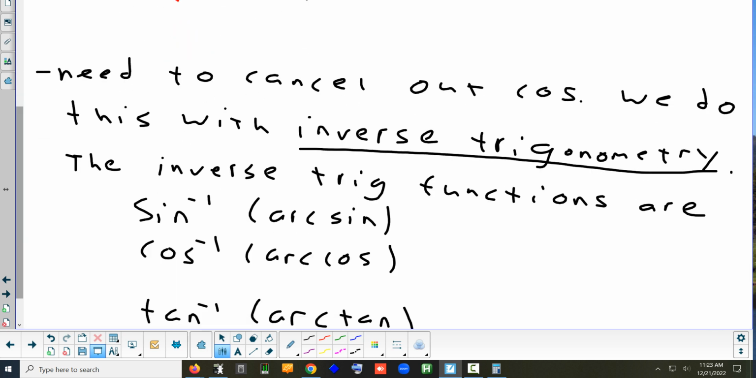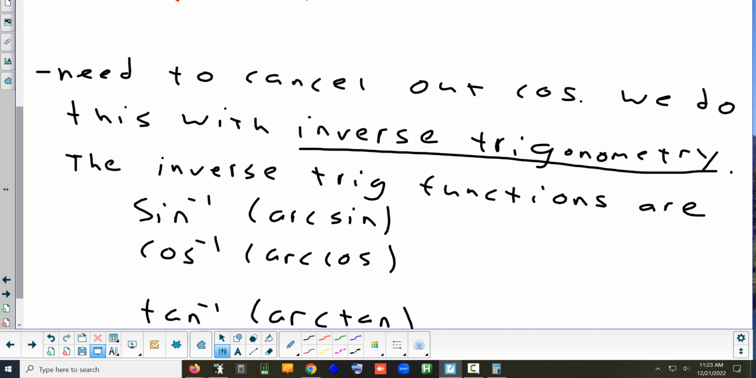There's a few different ways you can write it. Well, two that I know of. This is how most calculators do it: sine with a -1. That's inverse sine. Or an older way sometimes you might see is arc sine. If you don't like arc sine and you see it, then just cross it out and put sine to the -1. That means inverse sine. Same thing.